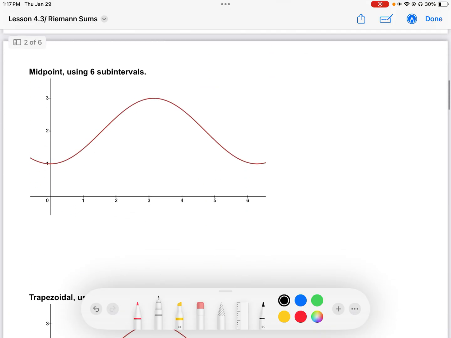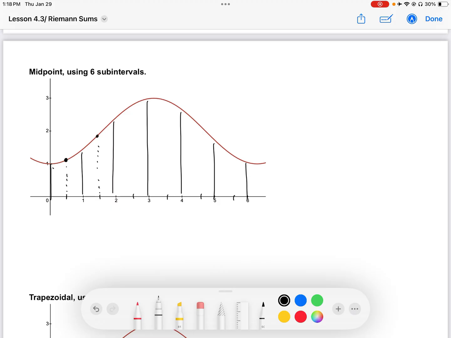Okay, let's talk about midpoint. So midpoint, again, we're using 6 subintervals here, but instead of using the left-hand side or the right-hand side, well, you guessed it, we're going to use the midpoint. So we're going to find the midpoint of each subinterval, and we're going to use that y value as our height. And this is actually generally the best approximation using the midpoint. But it is a little bit more work often. So that would be the midpoint.